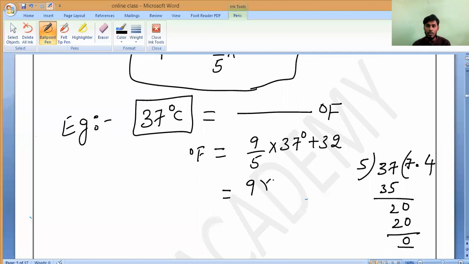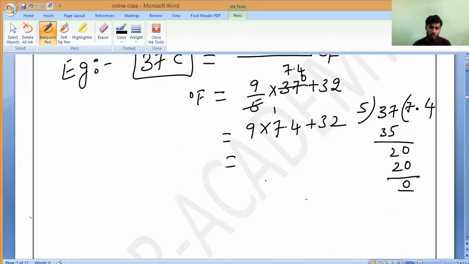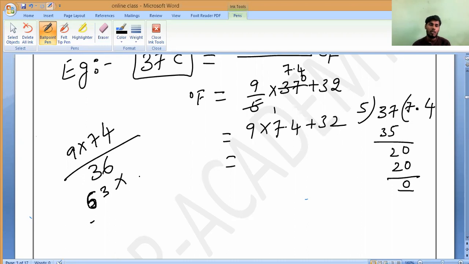So 9 into 7.4. Plus 32. At least now you tell me the calculation correctly; last class you said it wrong. 9 into 7.4, so just imagine multiplication. 9 4s are 36, 9 7s are 63. Is it yes or no? So that equals 666, and one digit before you can give the decimal.